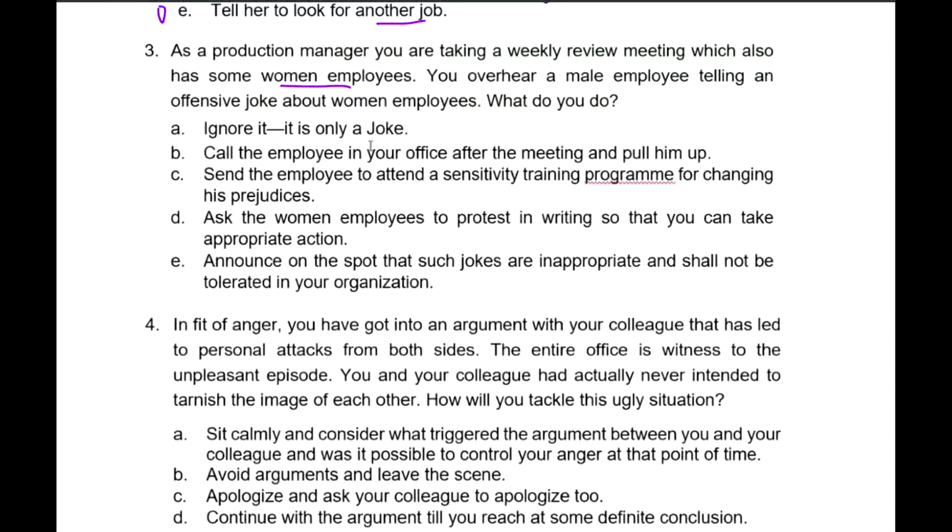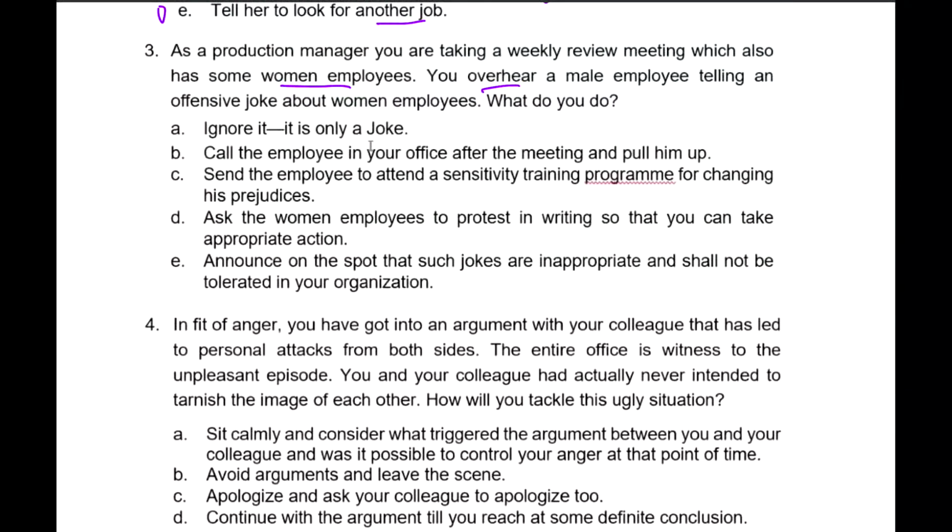You overhear a male employee telling an offensive joke. You are overhearing, okay, about women employees. What would you do? Let us discuss this right now, and it's very, very essential. First, we'll eliminate the options which are completely wrong responses.